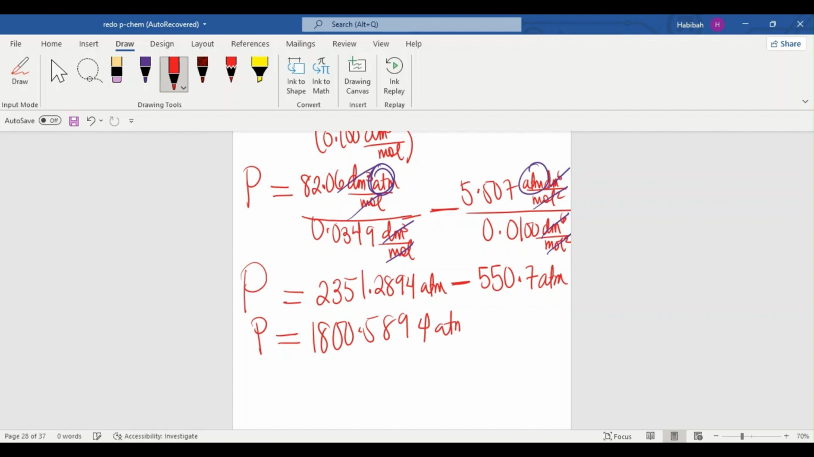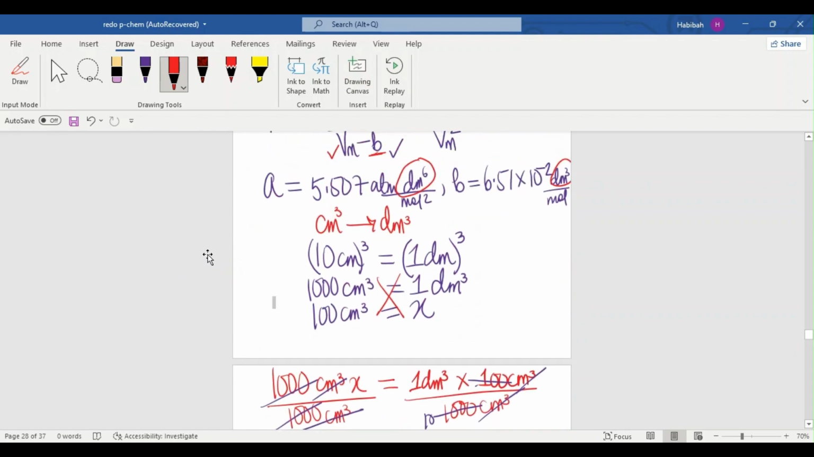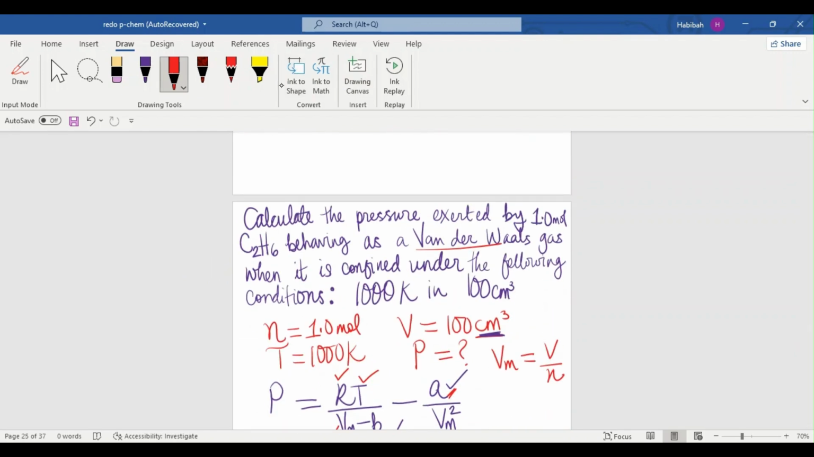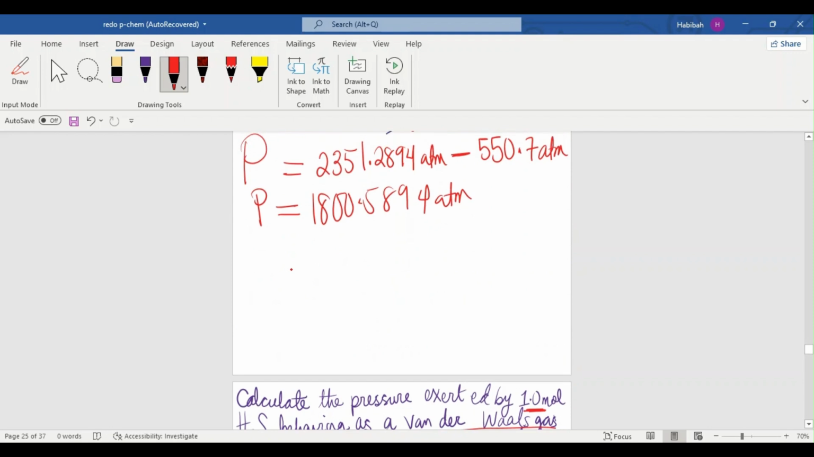So we have 1800.5894 atmosphere. And of course, in chemistry, we can't just put this information and say this is our answer. We have to put in the lowest number of significant figures based on the raw values we're given in the question. So going back up top, we're given the number of moles, 2 sig figs. Then we have temperature, which is 4 sig figs, and volume 3 sig figs. So the lowest number is 2 sig figs. That means our final answer has to be in 2 sig figs.